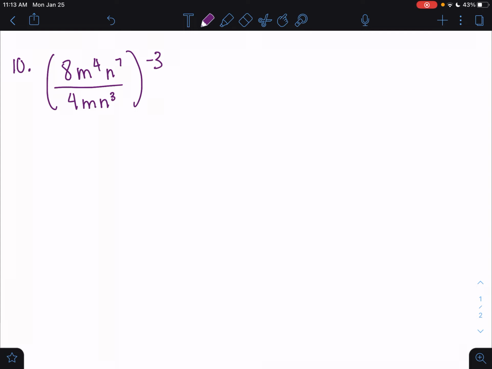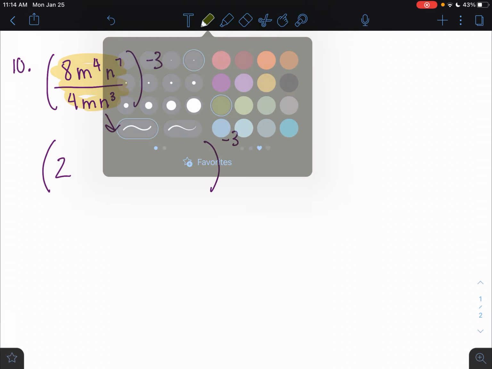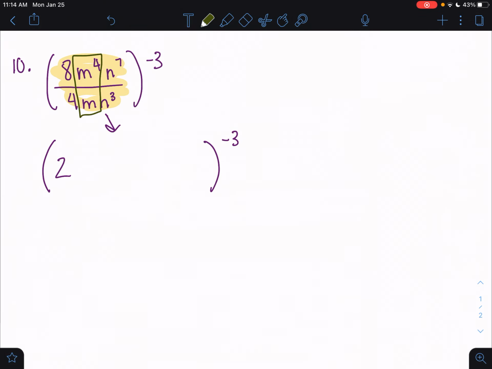So first, we're going to simplify our whole numbers. So we have 8 divided by 4, which is 2. I'm going to leave this in my set of parentheses here. I'm just going to go ahead and write out my set of parentheses because I'm just simplifying what's inside right here, and I'm going to put it down here. Okay, so next let's look at our m's. So we have m to the fourth and m to the first. Remember there's that invisible 1 there? So that would be m to the 4 minus 1, which is really m to the third.